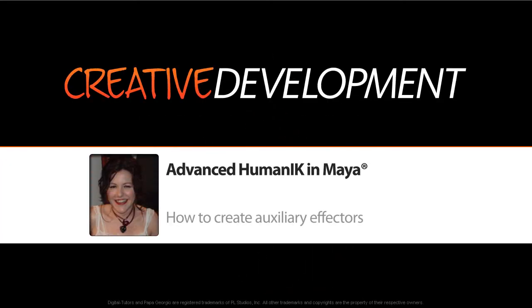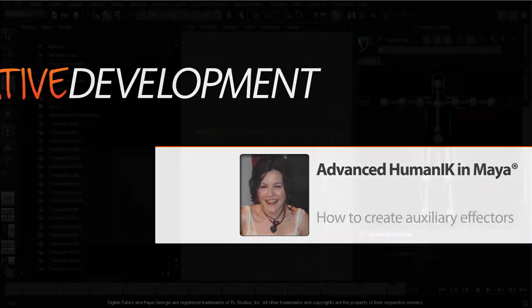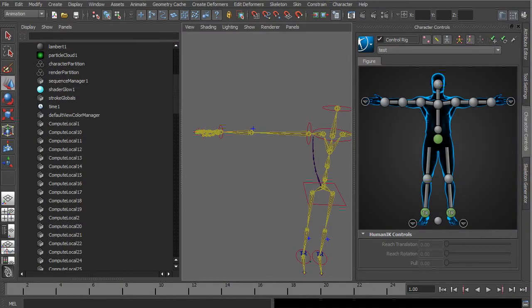Okay, so now that we've looked at the pinning and the keying group, we're going to go ahead and continue and start looking at the auxiliary effectors. So an auxiliary effector is specific to HIK. It's one of those great new concepts that we don't have as a rigging tool for our custom rigs. So it's specific to HIK.